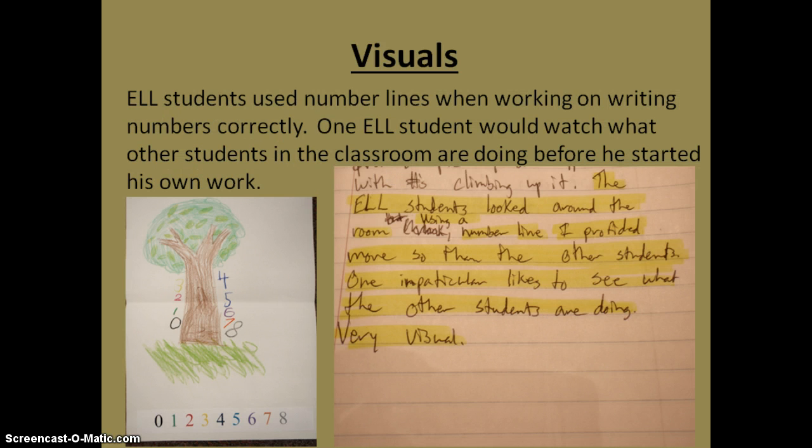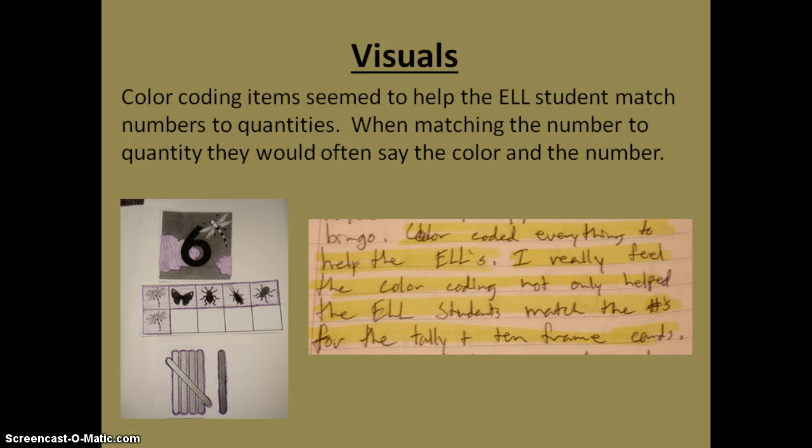Some other themes were that many of my EL students would watch other students in the classroom, making sure that they were doing it right. Color coding visuals was another key in my teaching that I've noticed, and I will continue. I noticed that by color coding the numbers, it was easier for the students to match.